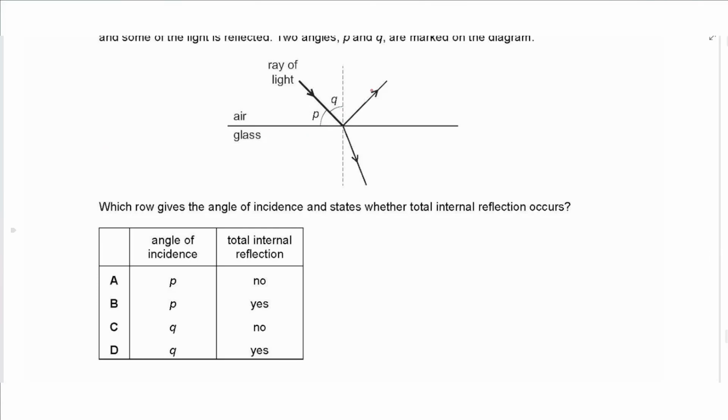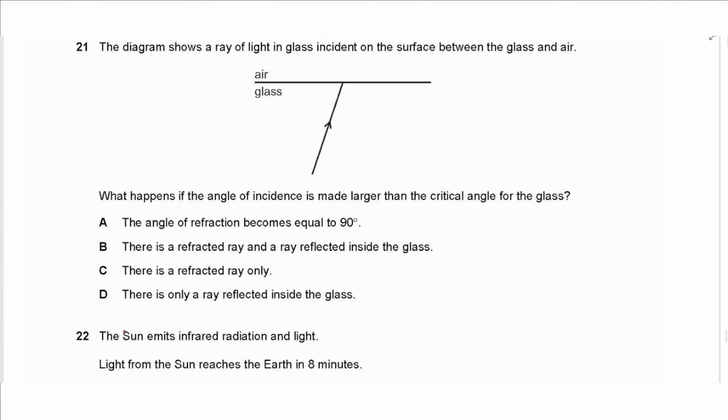So this is not total reflection because some of the ray was refracted, not reflected. So it's not total internal reflection. And the angle of incidence is between the ray and the normal. So it is the angle Q. So we choose C.